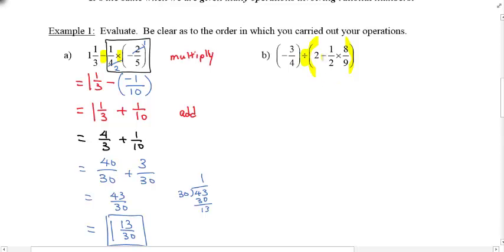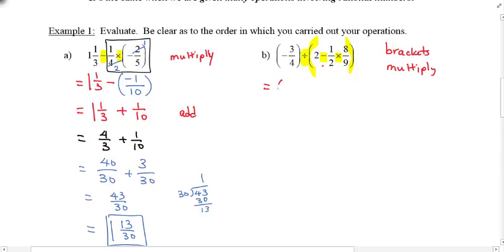I'm hoping you can see subtraction and also multiplication. So what should we do first? If you said brackets, you're correct. Now inside the brackets though, we have two operations, a minus and a times. So which one of those do we do first? And if you said multiply, you are correct.